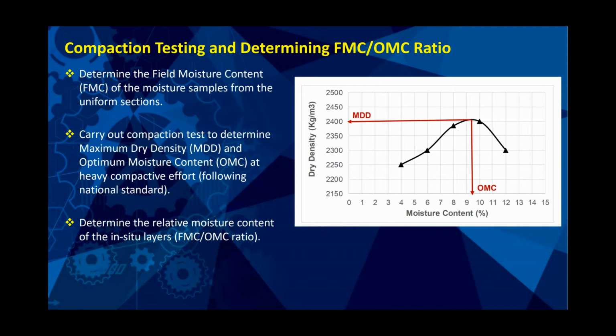Once you have carried out the compaction test, you are then able to determine the relative moisture content of the in situ layers, i.e. the FMC over OMC ratio. As said before, this ratio is crucial if you want to use the percentiles option for design.